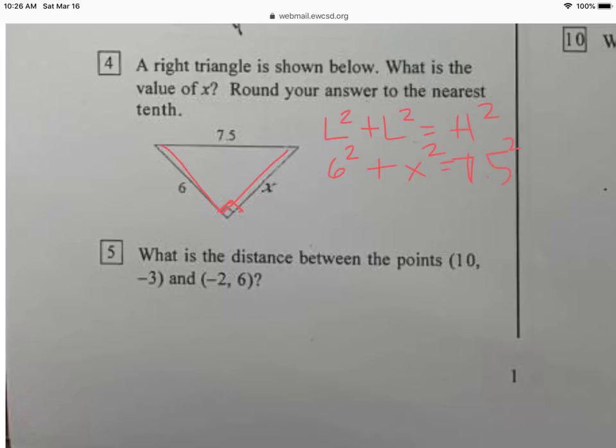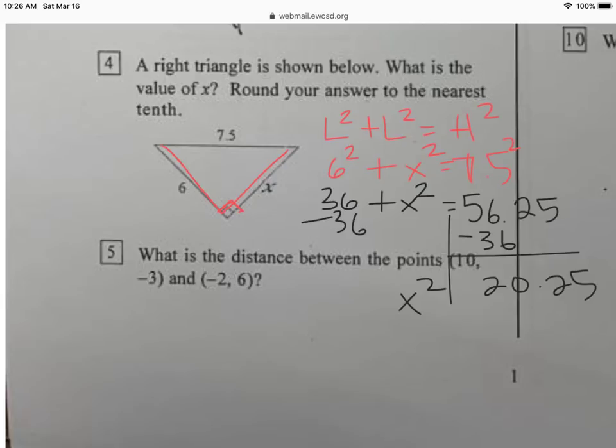Now go ahead and solve that. You can do this. Go ahead and solve it. As you're solving this, you notice that this 36 has to subtract. Your leg has to subtract. Unless you have both the legs here, then you add them, but you must subtract it, okay? Then you're going to square root both sides, x equals 4.5.